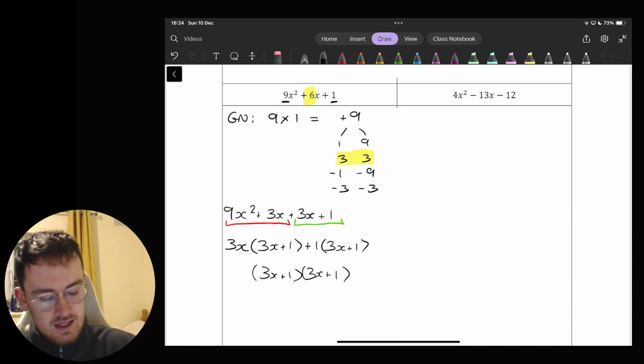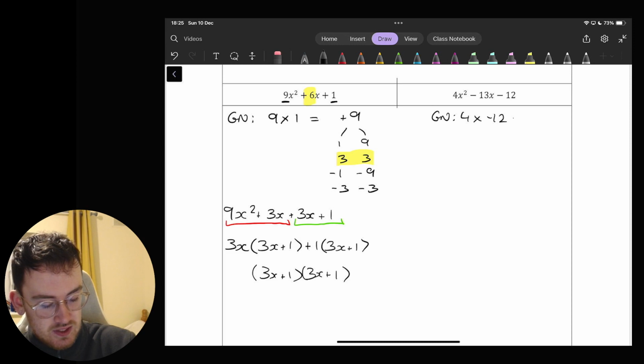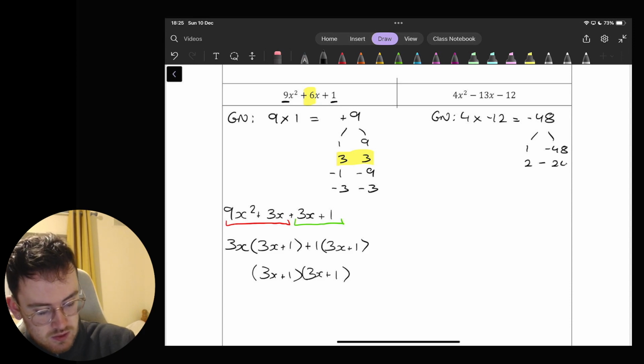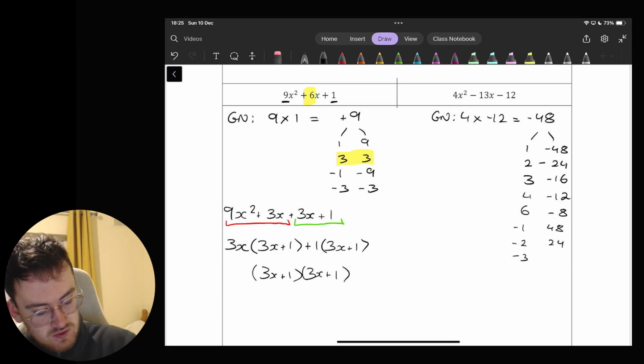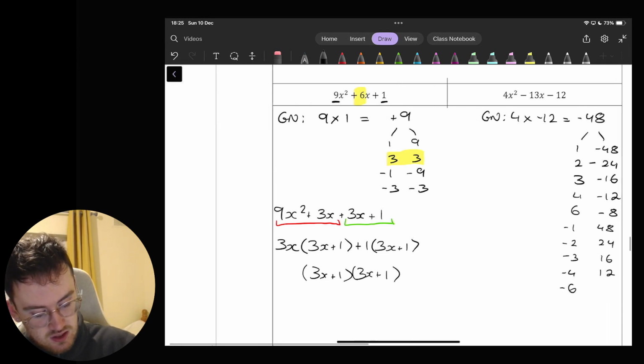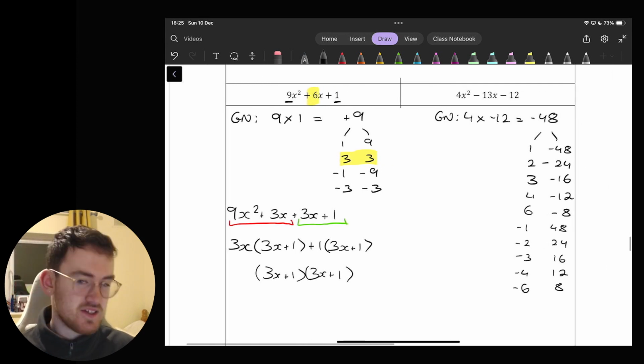Okay, let's look at the last one, same as before. Guide number: 4 multiplied by minus 12. You can see we're doing the same steps every time here. Minus 48, so I'm expecting there'll be a fair few factors. 2 and minus 24, 3 and minus 16, 4 and minus 12, 5, no, 6 and minus 8. And I can also take the other side of those as well. For a lot of these questions, if you come across the factor you want to use fairly early on, then obviously you don't have to continue on and list all the factors out.